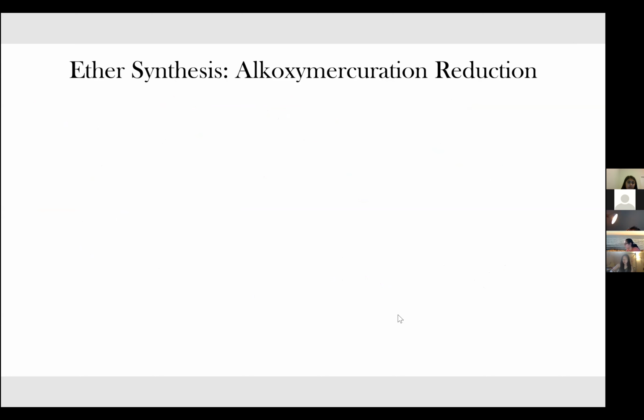So now we're going to move on to the second ether synthesis reaction. And this is going to be alkoxymercuration reduction. And we've seen examples of this already. So let's just formally introduce this. Let's say I have something like this. We have just an alkene and we treat it with mercury acetate. And let's say we use a solvent like this.